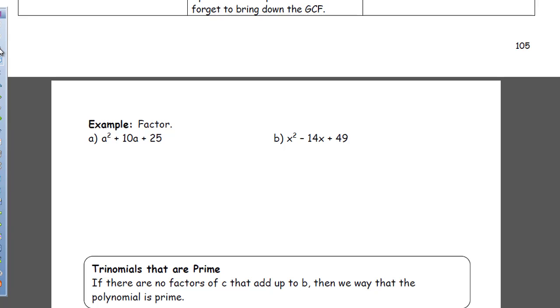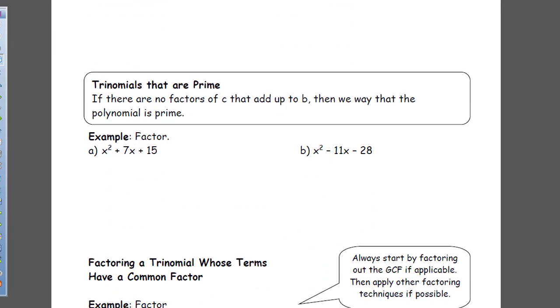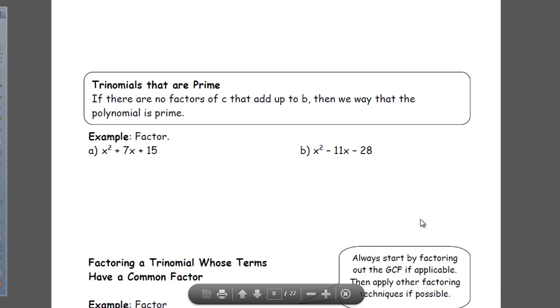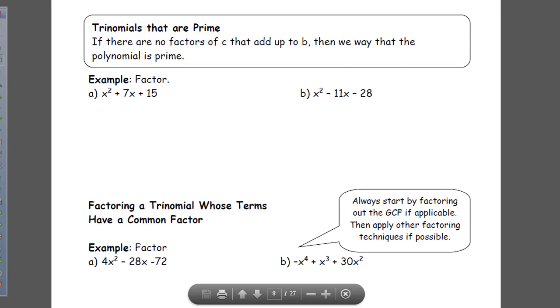Trinomials that are prime. Sometimes they won't factor. So how do we know? If there are no factors of C that add up to B, then we say the polynomial is prime. We're still talking about x squared plus bx plus c, where the leading coefficient is 1. The only time it's been different from 1 so far is if we had a special pattern or if we could factor out the greatest common factor and then get it to 1.